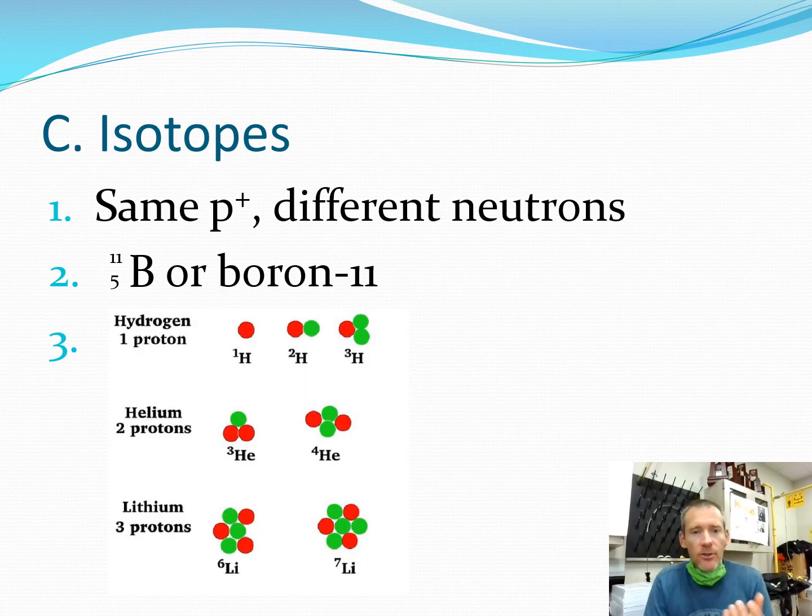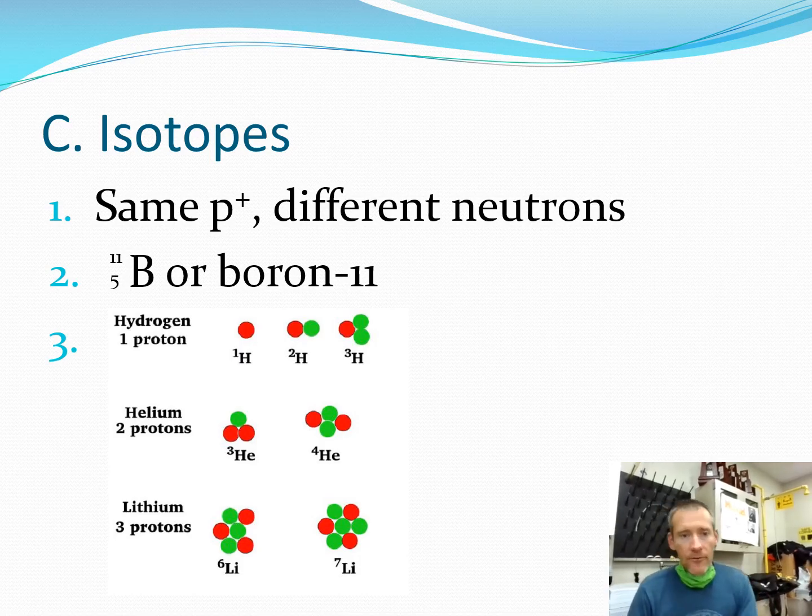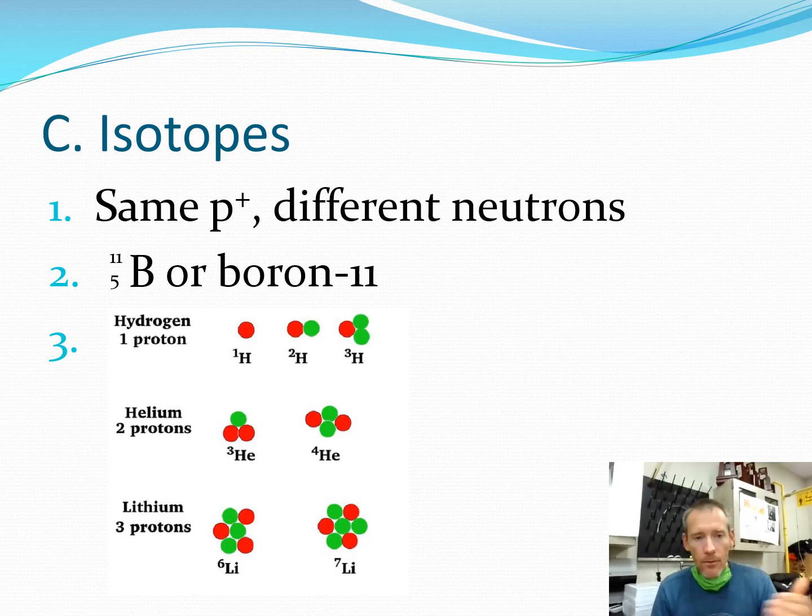All right, isotopes. Isotopes are the reason we have decimals in the periodic table of masses. It's the same number of protons because if you change the protons, you change the element, so you can't change the element for isotopes. The only thing that changes is the neutrons, because they have different masses. So boron-11, or boron written as 11 over 5. Those are two ways to write it.